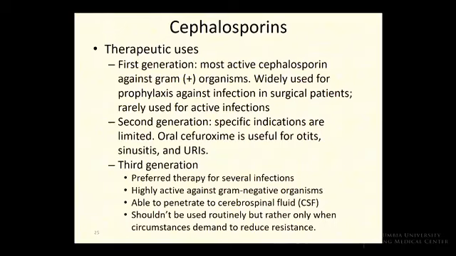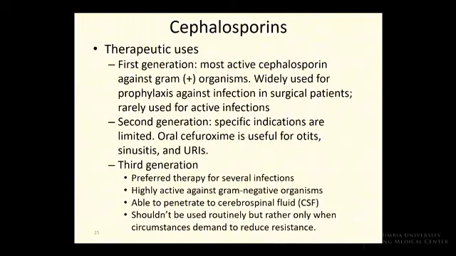Second generation drugs tend to have a narrow scope of applications, so we frequently use oral versions of these drugs like cefuroxime for otitis, which are ear infections, sinusitis, and upper respiratory infections that are bacterial. Okay. And then third generation are preferred therapies for several active infections.